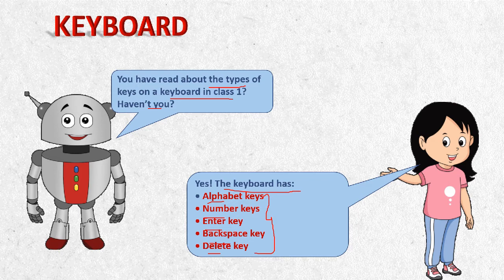Okay. So enter key, to move on to the next line, you will use the enter key, right? So backspace key and delete key are for deleting the characters, right? So backspace key, it will delete the character to the left of the cursor. And what is the use of this delete key? Delete key will delete the character to the right side of the cursor. Okay.